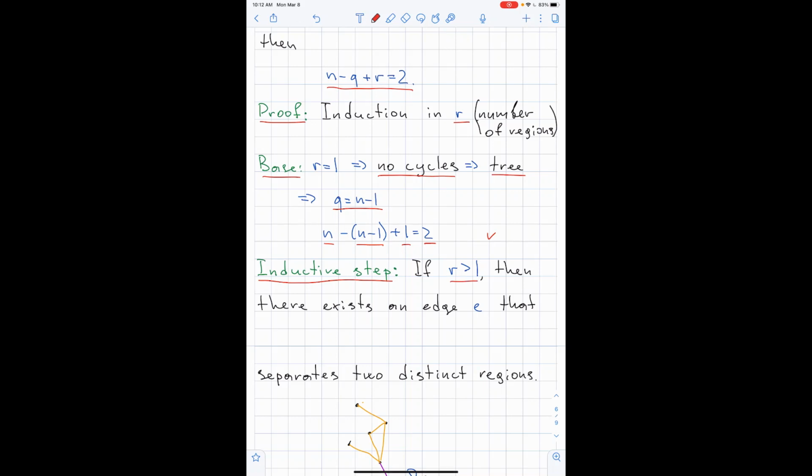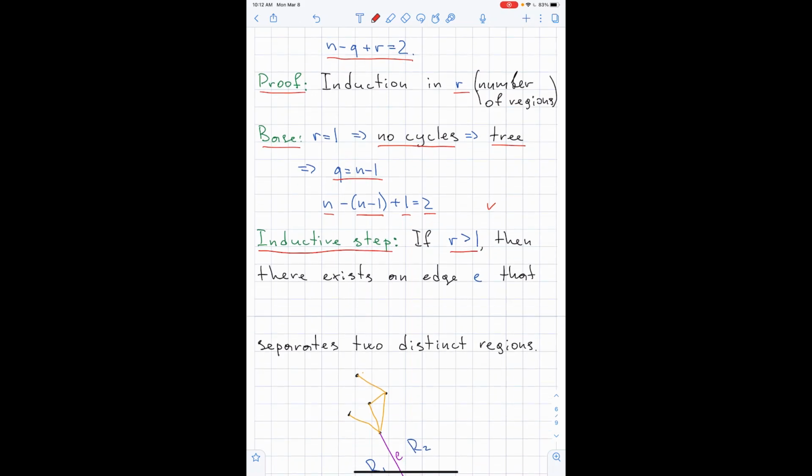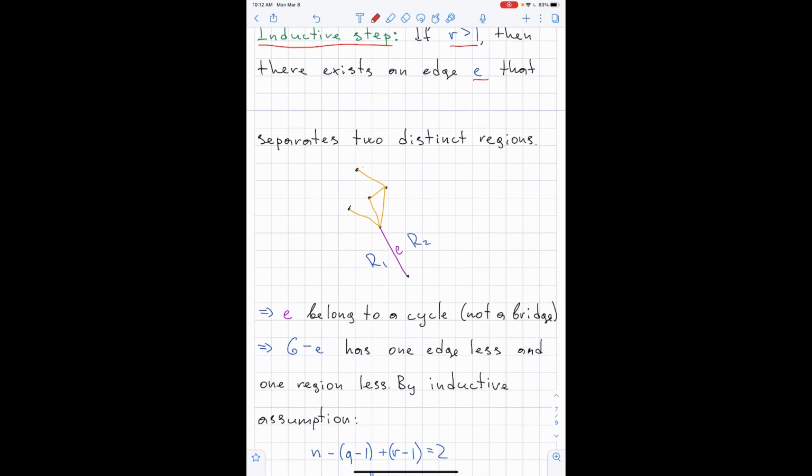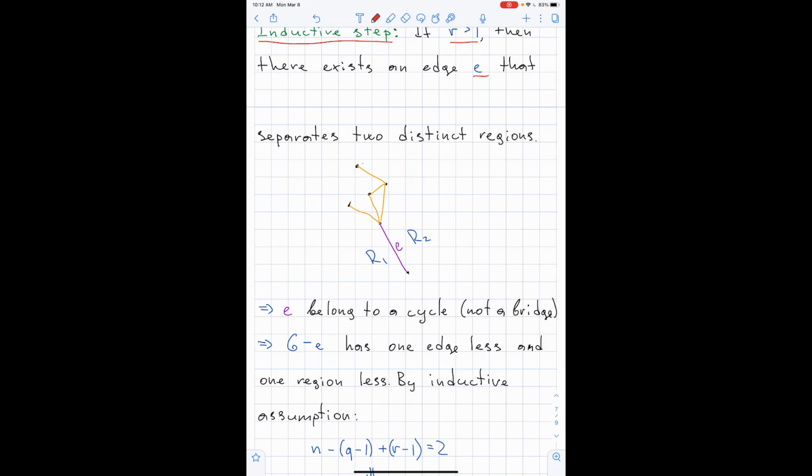But if R is greater than 1, that implies that there exists an edge E that separates two regions. So we have a picture like that. We have this edge in purple here, and we have two different regions on either side of this edge. So it kind of separates these two regions.